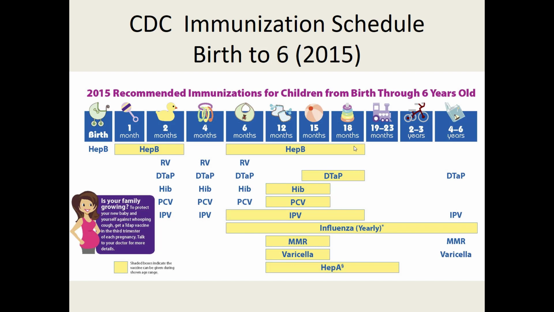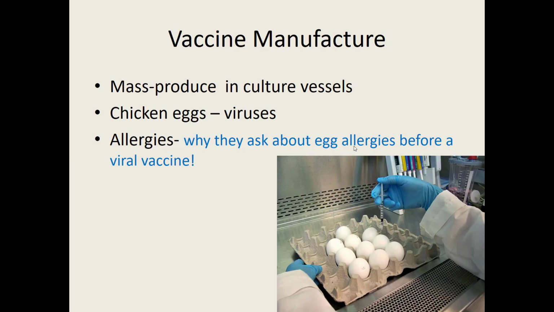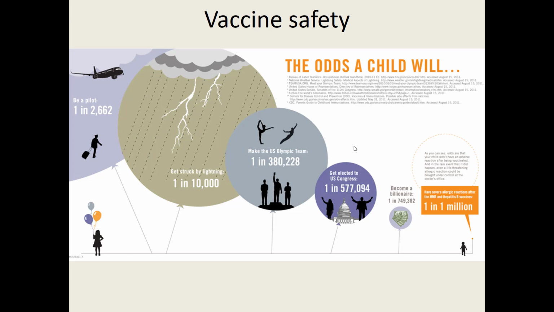My little note for vaccine safety: the chance of a child having any type of allergic reaction to a vaccine is 1 in a million. So this is kind of just showing you that it is more likely you will become a billionaire than have some type of reaction to a vaccine, or more likely that you'll make the U.S. Olympic team, which, I won't lie, 1 in 380,000, I feel like I have a shot. But it's really, really rare that there's going to be any type of reaction to a vaccine.